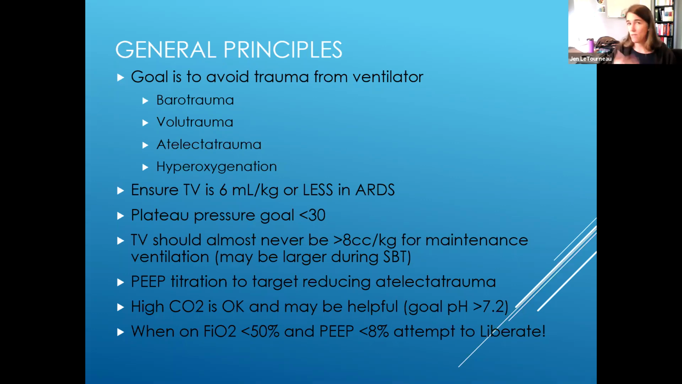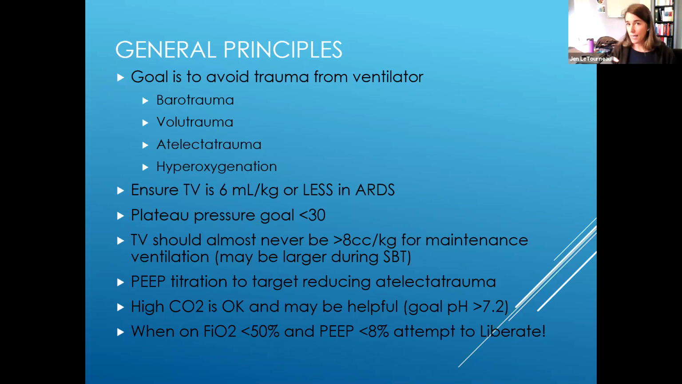As far as ventilators go, general principles: the main goal is to try to avoid trauma from the ventilator. We don't positive pressure ventilate normally, right? We are negative pressure ventilation organisms, which is why maybe the iron lung made a lot more sense. But since we have positive pressure ventilation now, it's really important to avoid the different types of traumas: barotrauma, volume trauma, atelectatrauma, and hyperoxygenation.